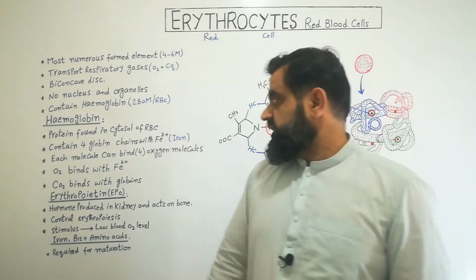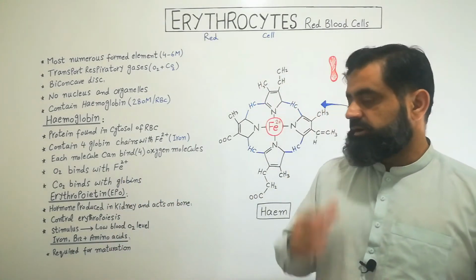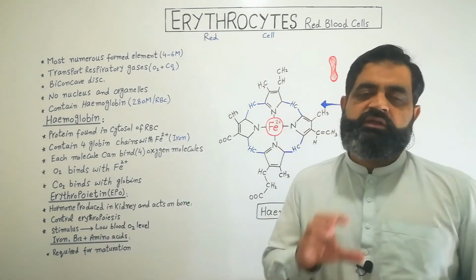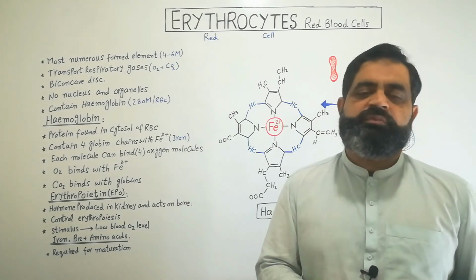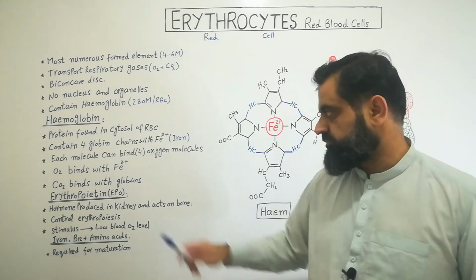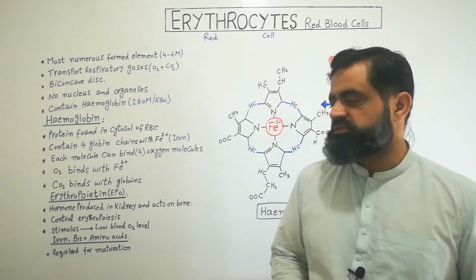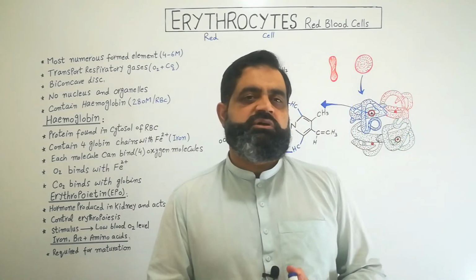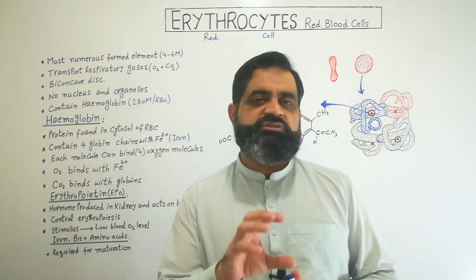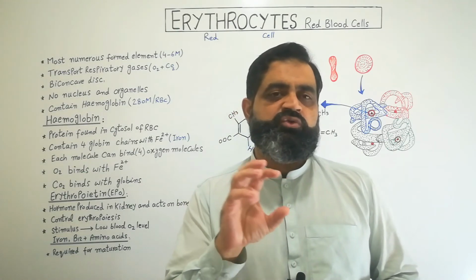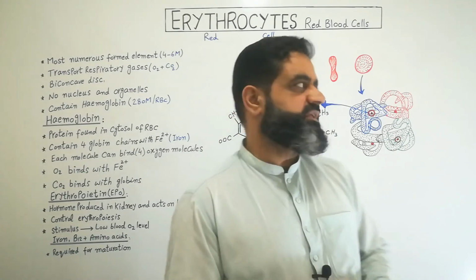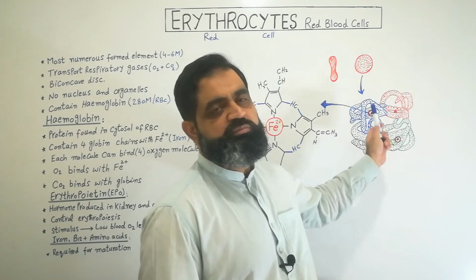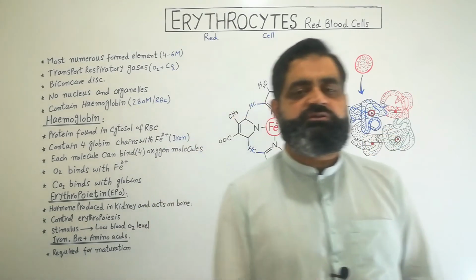Then heme is attached with the chains of amino acids. The next point is that oxygen binds with iron. As I already mentioned, hemoglobin contains heme groups, and each heme group can bind an oxygen atom. CO2 binds with globins. Usually CO2 is transported with the help of amino acids, by attaching the CO2 molecule to amino acids present in these chains, not to the heme group, because the heme group is only involved in the transport of oxygen.